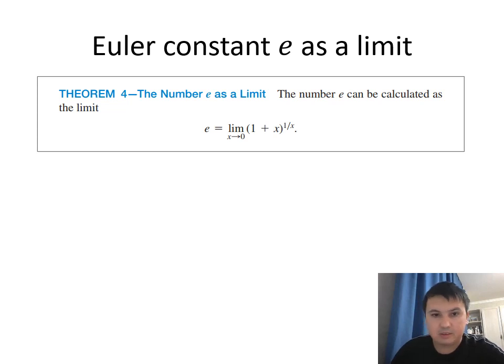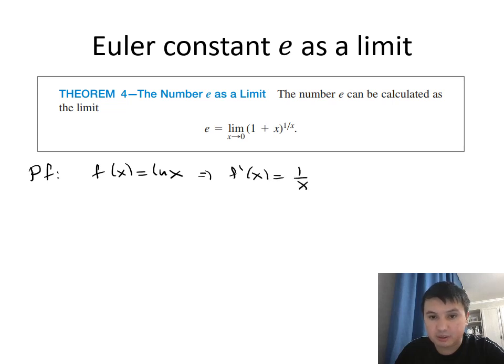Okay. So the theorem says that e can be obtained as a limit of (1 plus x) to the 1 over x, where x goes to 0. Let's derive it. So I start with f of x equal to ln of x. Then you take the derivative of ln x, which is 1 over x. But then at x equal to 1, this is 1, right? So the derivative of ln x at 1 is equal to 1.